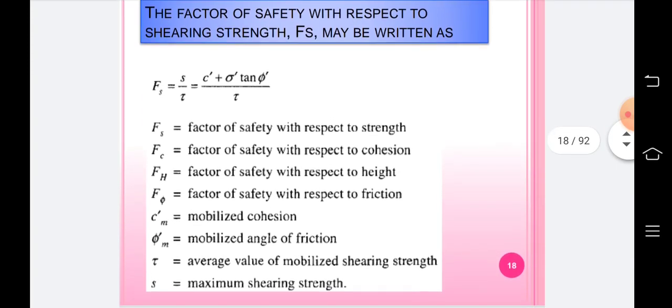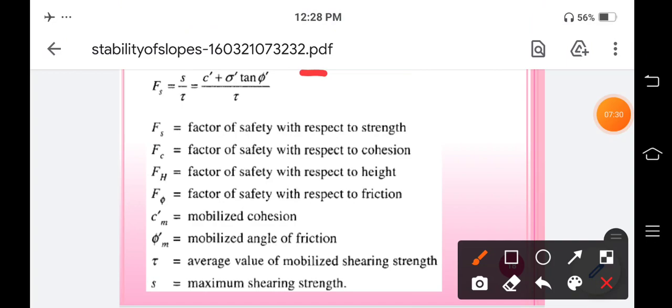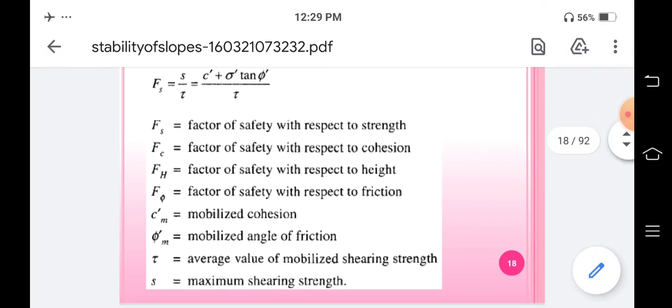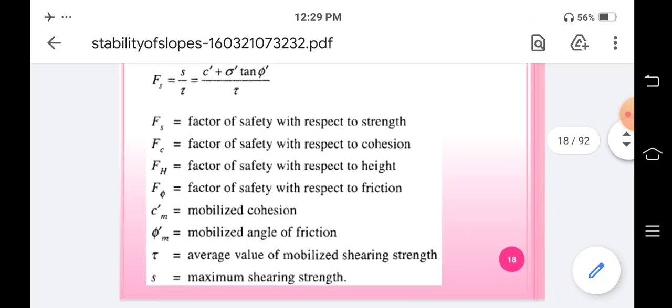We know the formula for factor of safety: Fs equal to S upon tau. Here S means the shear strength of the soil, that is the effective shear strength, C dash plus sigma dash tan of phi dash. This formula considers the effective pore water pressure. So S equal to C dash plus sigma dash tan of phi dash, upon tau. Tau is nothing but the maximum shear stress.